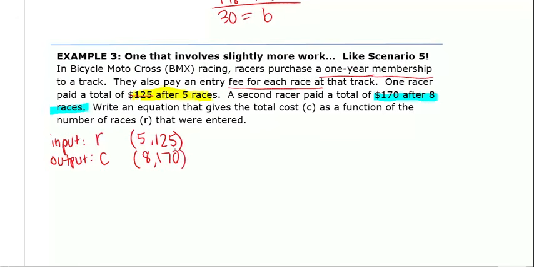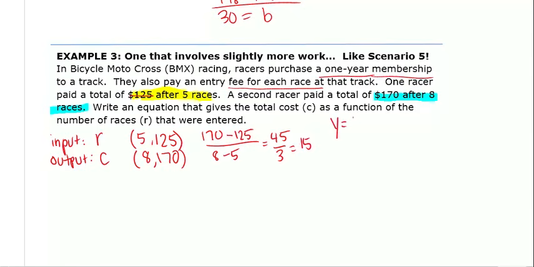And now that I created these 2 ordered pairs, I'm going to find the slope. So subtract your y's, subtract your x's. So I'm going to do 170 minus 125 over 8 minus 5. That gives me 45 over 3, which is 15. So I know the rate of change, that's how much it's going to cost for each race at the track. But now I need to know what is my Y-intercept, really what is that 1-year membership fee.